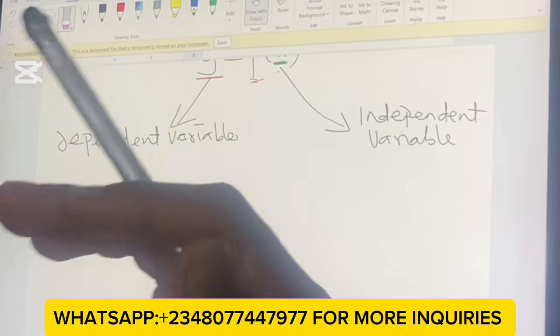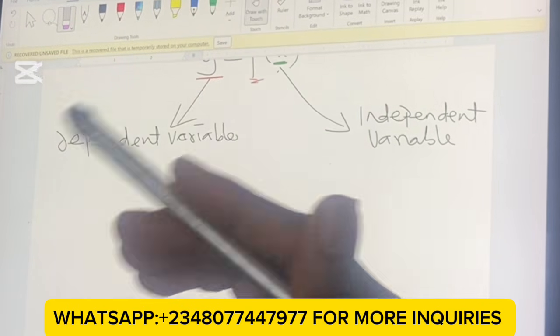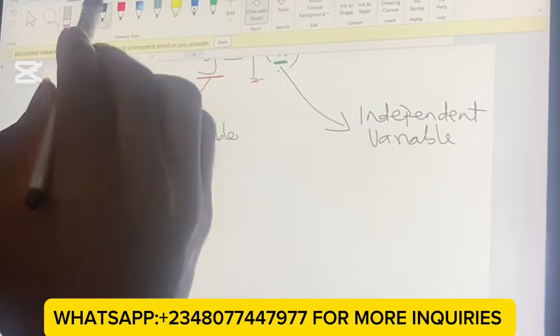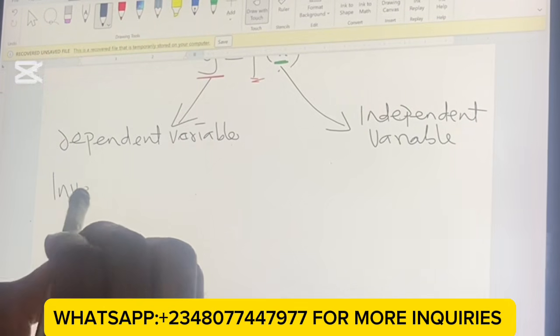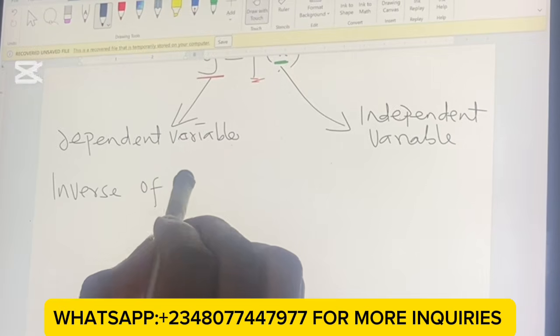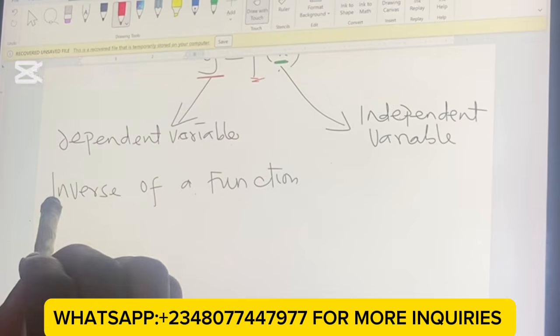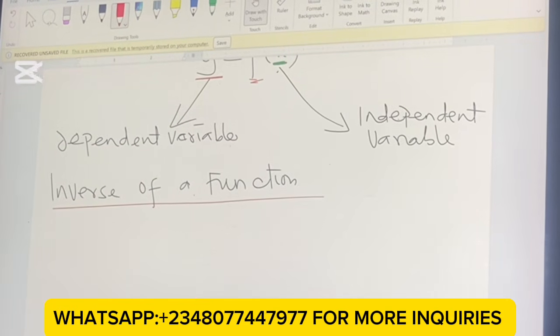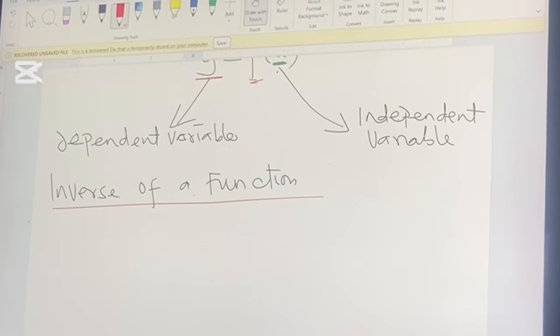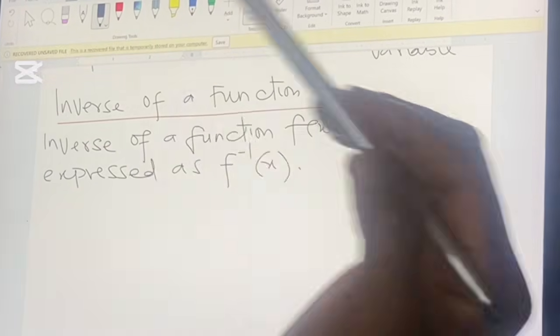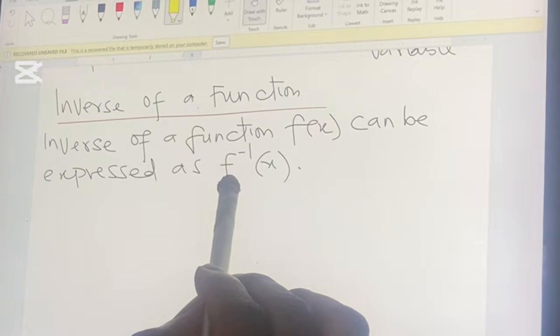Let's look into one of the functions here. Please write: inverse of a function. The inverse of a function f of s can be expressed as f raised to the power minus 1 of s. It means that we can denote the inverse of a function as this.